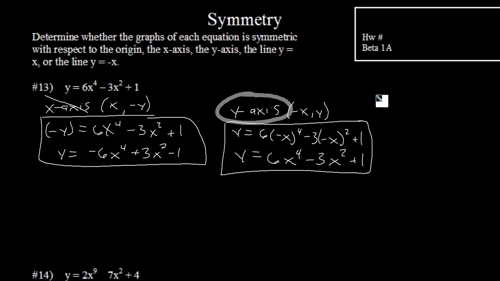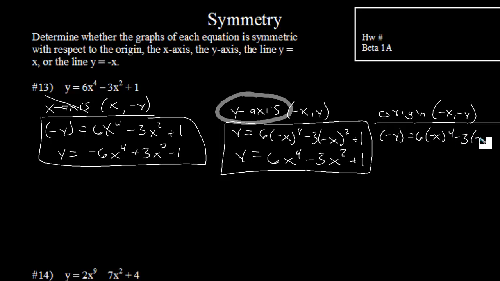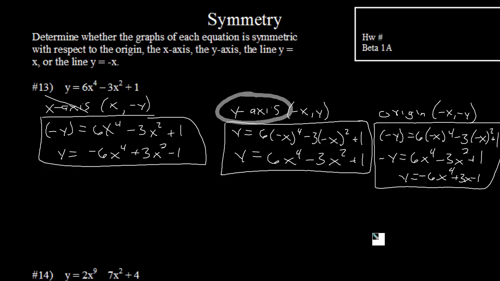I forgot the origin. It was the first thing we were supposed to check. For the origin, you change the sign of x and y. So negative y equals 6 times a negative x to the fourth minus 3 times a negative x squared plus 1. It's going to give us a negative y equals 6x to the fourth minus 3x squared plus 1. Getting y by itself, we'll see this is not the same as the original. So it's not symmetric with respect to the origin.